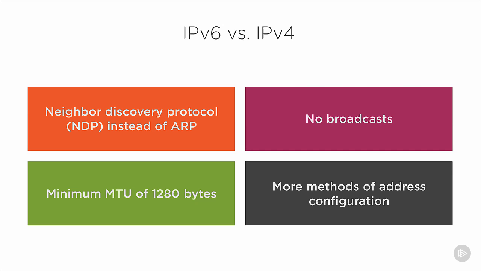Now, IPv6 may offer only one advantage over IPv4, but there are many differences between the two. First, there is no address resolution protocol, no ARP, in IPv6. It's been replaced with a neighbor discovery protocol, or NDP. In IPv6, there are no broadcasts, but there is multicast. Next, IPv6 has different options for configuring IPv6 addresses, including stateless auto-configuration, modified EUI64, the extended unique identifier, and DHCPv6. Next, IPv6 has a minimum MTU of 1,280 bytes compared to IPv4's meager 68 bytes.